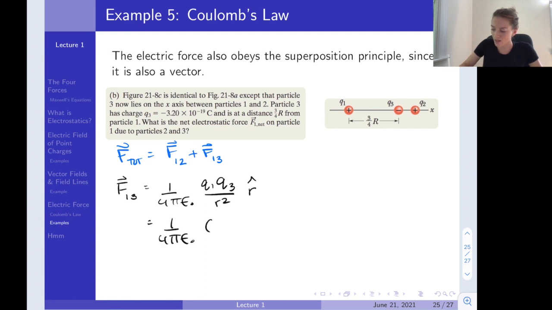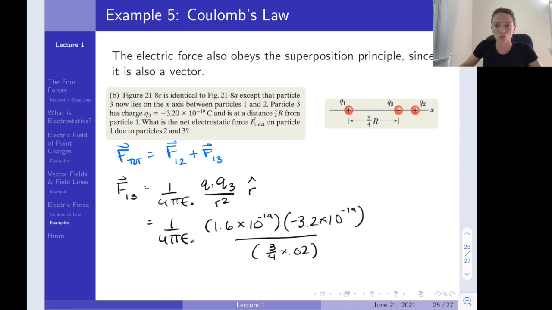Charge 1, we said, is 1.6, right? Yes, 1.6 times 10 to the negative 19 coulombs. Charge 3 is negative 3.2 times 10 to the negative 19 coulombs. And the distance between them is 3/4 of 0.02 meters. And then we square that whole distance.